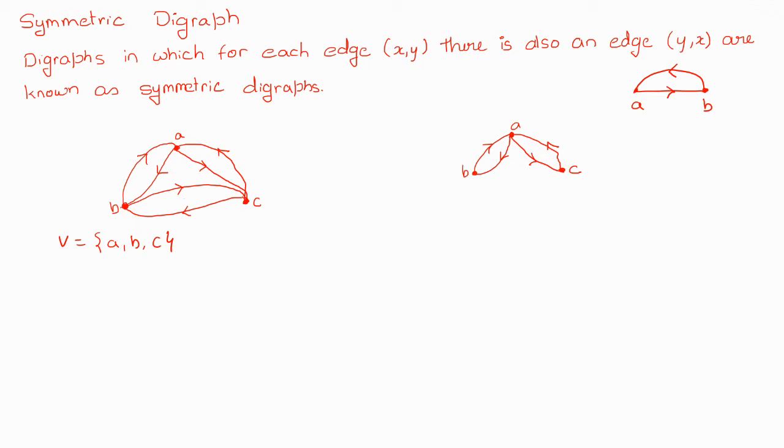Now, for A and C, there exists an edge going from A to C. Therefore, it is satisfied, because from A to C there exists an edge, and from C to A also there exists an edge. Now, similarly, from B to C there exists an edge, and from C to B also there exists an edge. Therefore, this is a symmetric diagram.